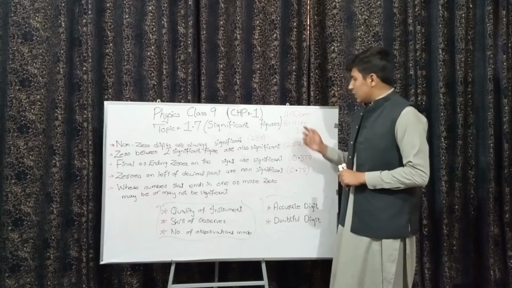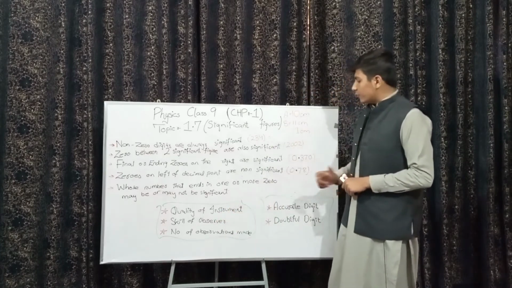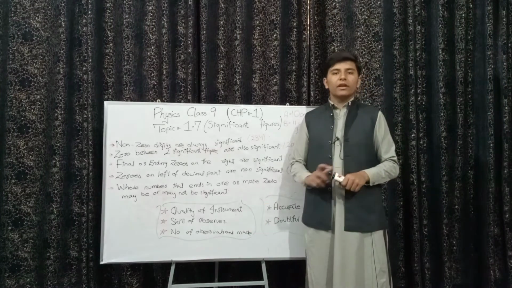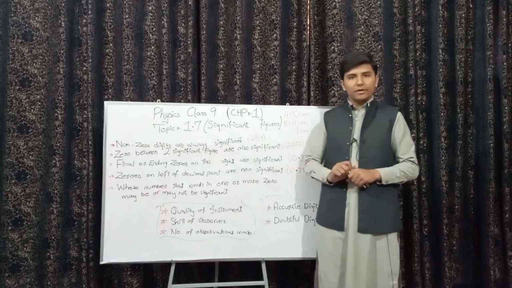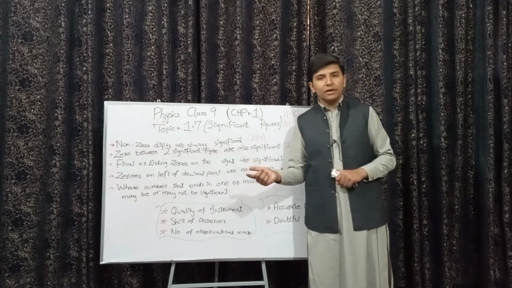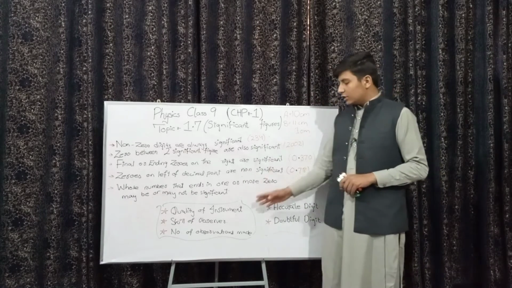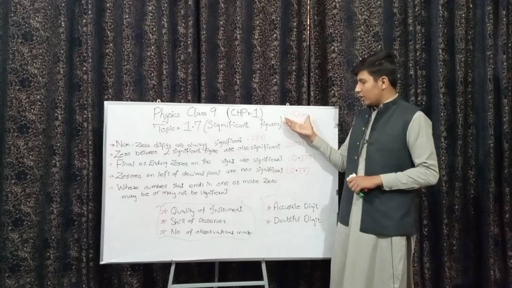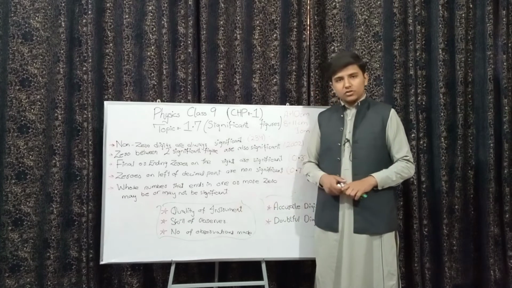Why? Because of some points I've mentioned here. Maybe the quality of the instrument is not of the standard. In vernier caliper, I told you we find zero errors because of the quality of the instrument. Rather than exchanging the instrument, we use the zero corrections there. But here, the quality of instrument depends upon the reading of the people, what observations they made. Number one is quality of instruments.